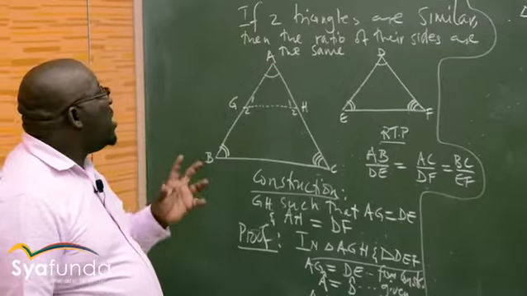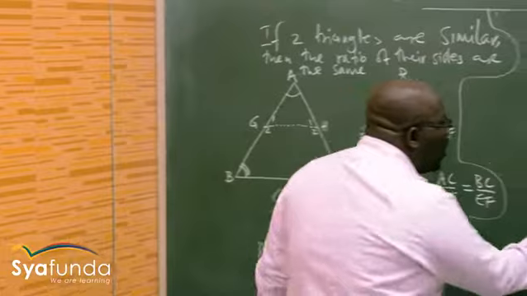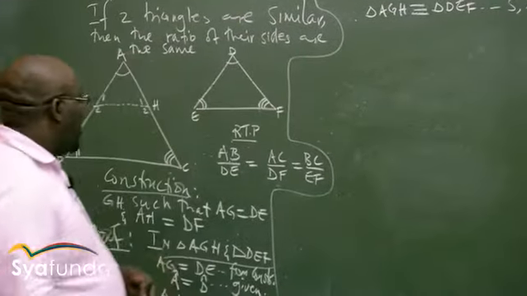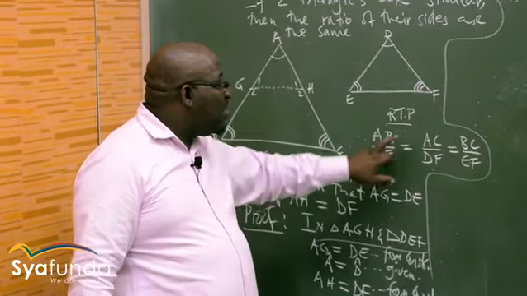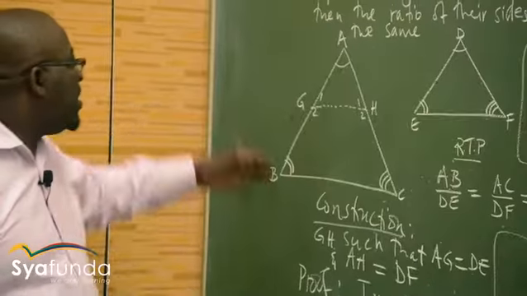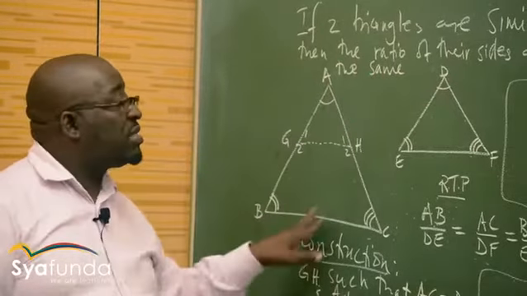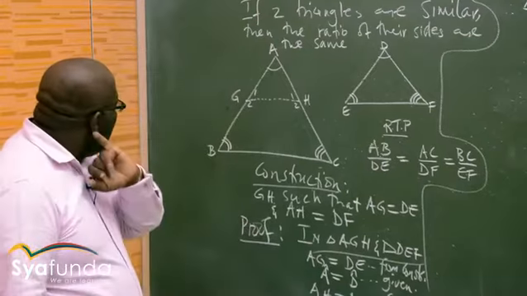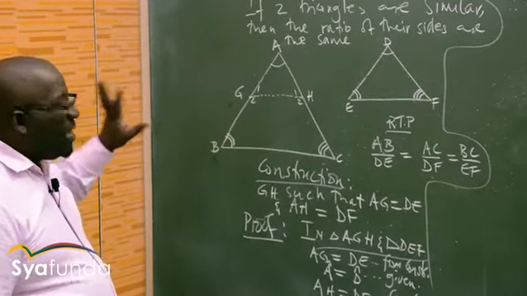Right. Now that we know that those two triangles are congruent, what does that tell us? Let's not forget what we want. We want to prove that AB over DE is equal to AC over DF. We want to prove that this side over this side is equal to this side over that side, also equals this side over that side. Right. Let's move on. We can now look at these two triangles.